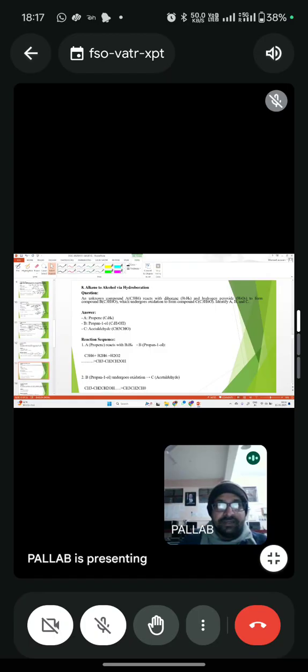This is the repeating question of hydroboration oxidation. Same type of questions like this. An unknown compound A, that is C3H6, reacts with diborane. That means the same reaction. This is also an alkene. The 3-carbon alkene is propene. This propene will react with diborane and form propan-1-ol.